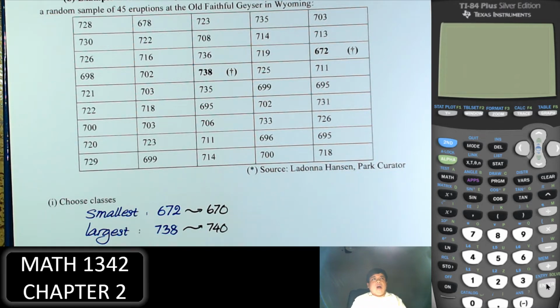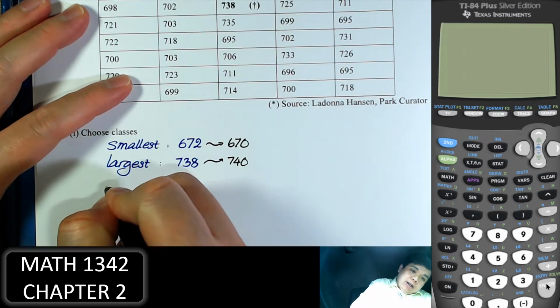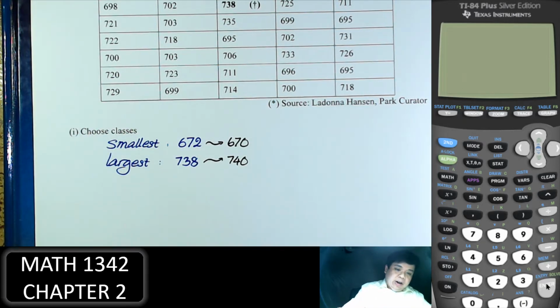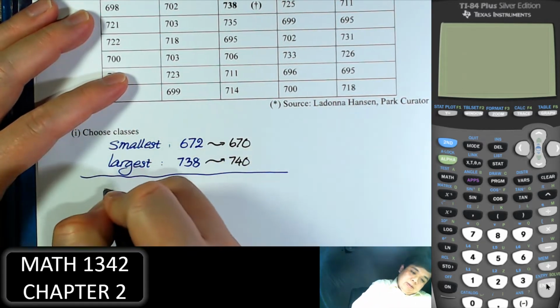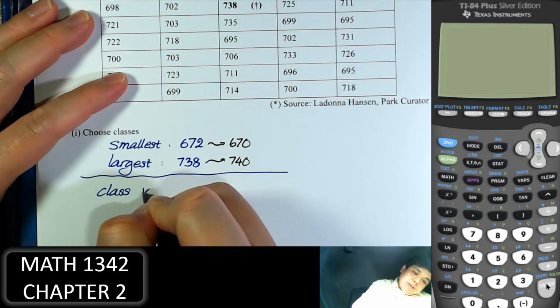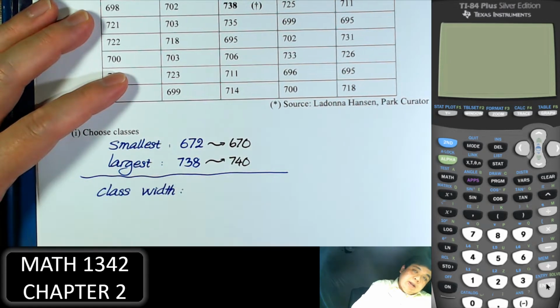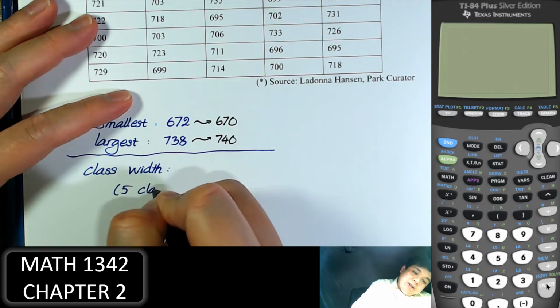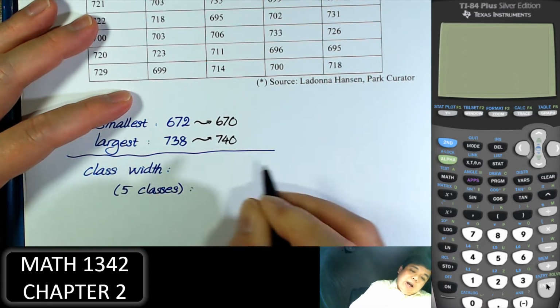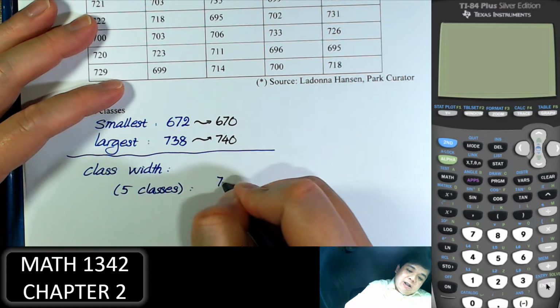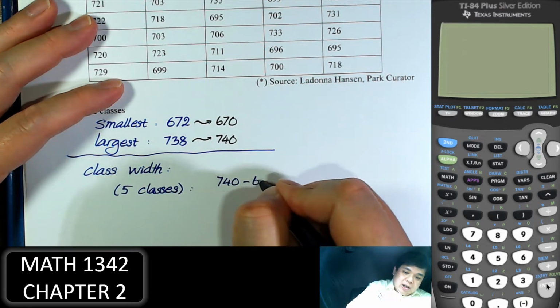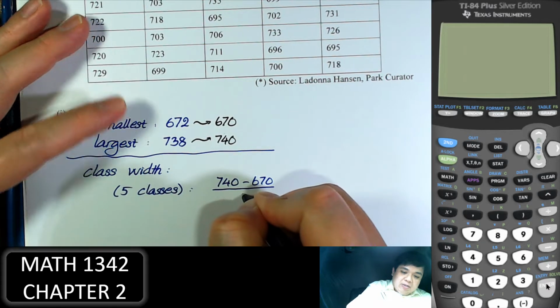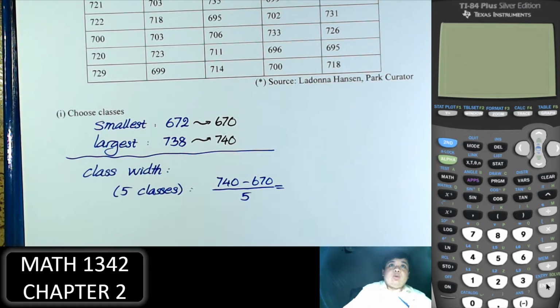Now how many classes do we want? Ideally between 5 and 20. Right, so if there are 5 classes, we just do this. For the class width, let's say there are 5 classes, we take the highest minus the smallest divided by the number of classes. So that gives us the class width.